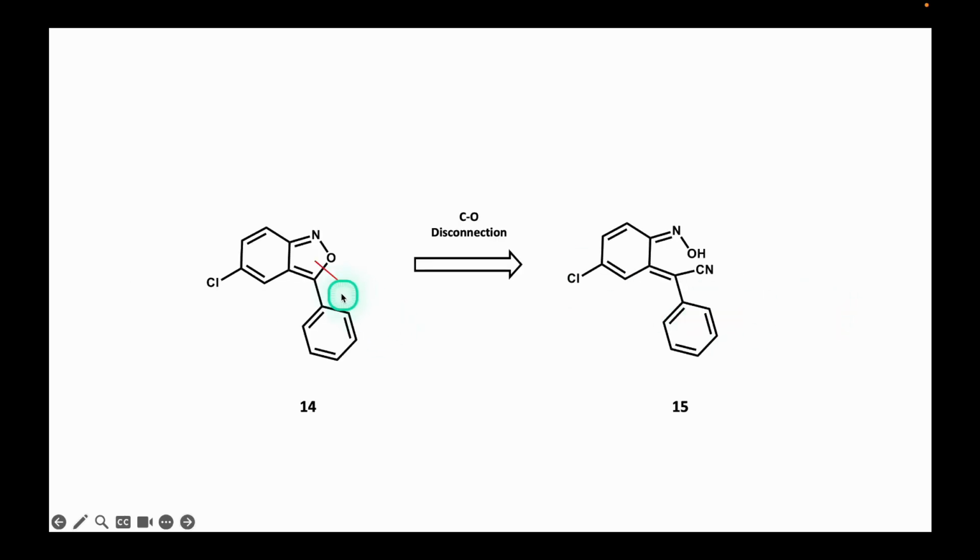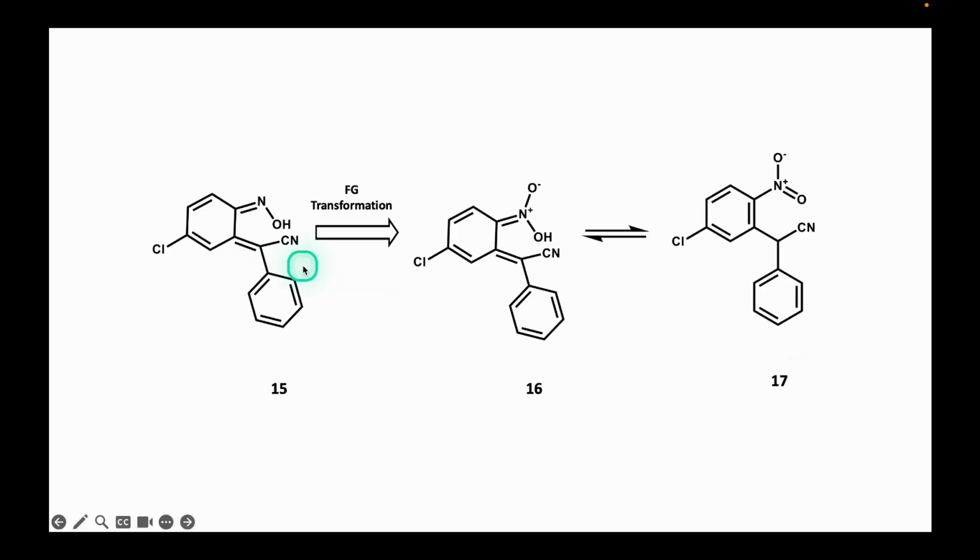A carbon-oxygen disconnection in the hetero-bicycle 14 gives rise to the cyanoderivative 15. A functional group transformation oxidizes the hydroxyimino group present in compound 15, leading to the formation of compound 16, whose tautomer is the cyano-nitrobenzene number 17.